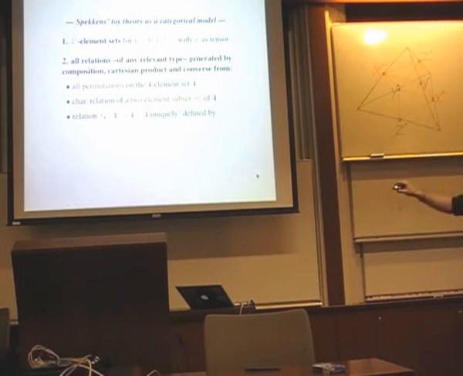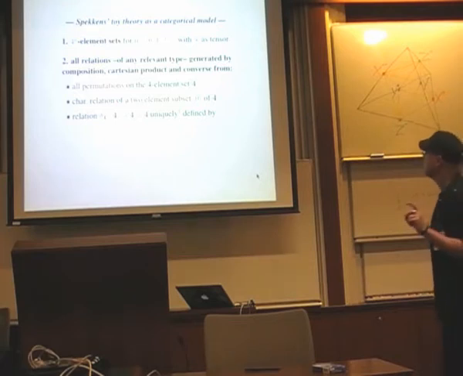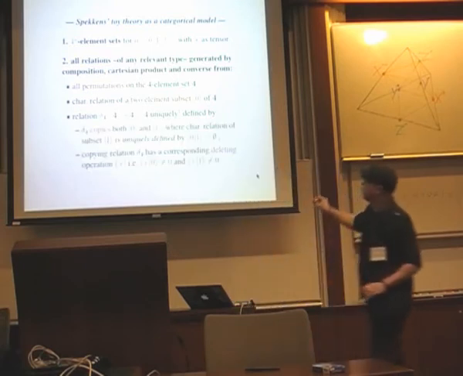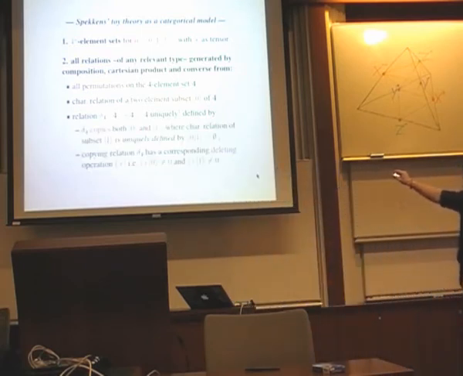You already can predict what this will be. This will be a copying relation, but this is not the canonical one from the category of relations, which is uniquely defined as follows: it copies both 0 and 1, where 1 is uniquely defined as being the orthocomplement of 0, and it has a corresponding deleting operation, which is some state which is neither orthogonal to 0 and 1. So you've got a choice of 4 there.